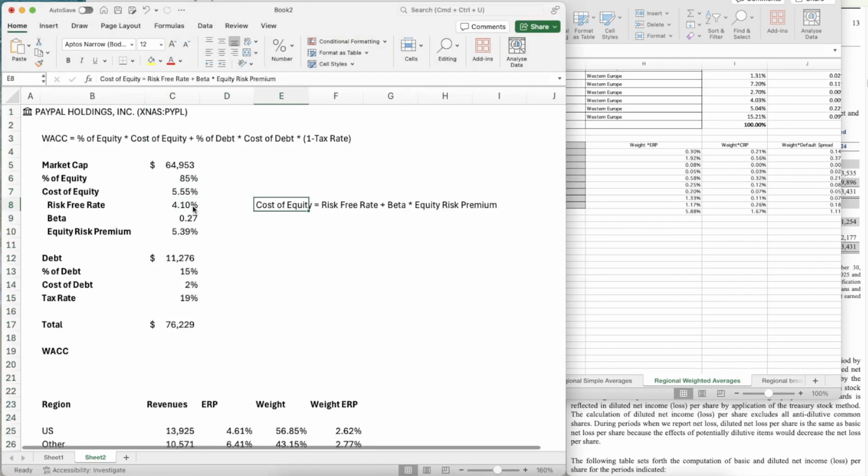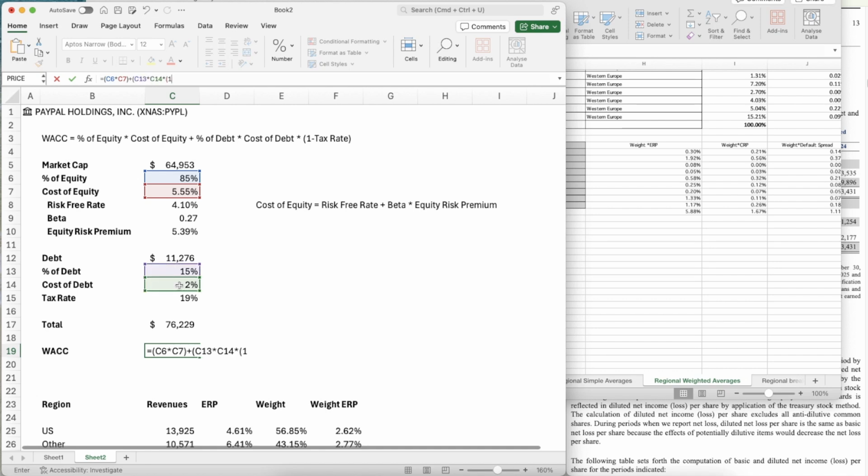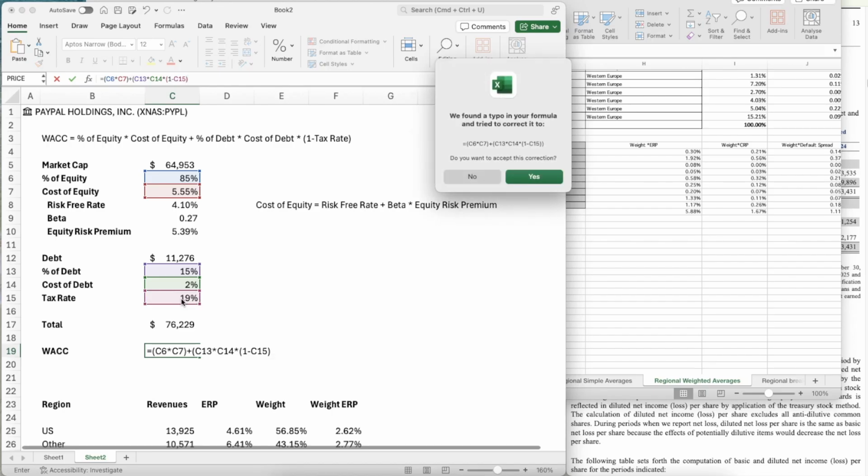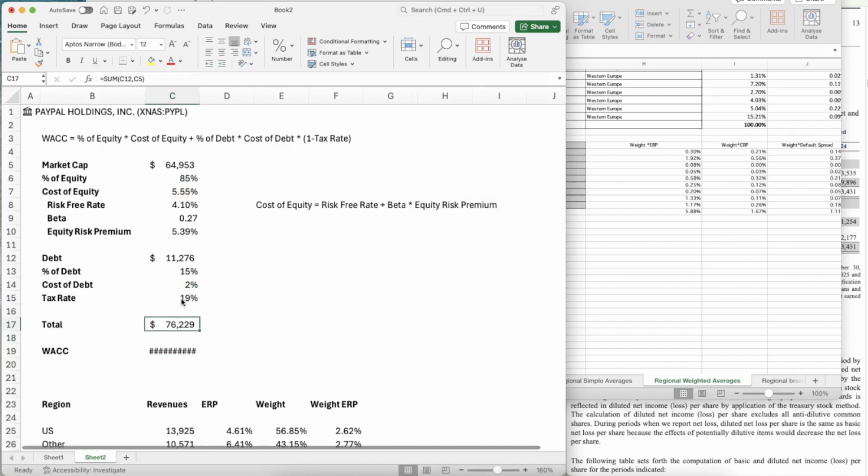There we go. Okay. Now the WACC is you take your percentage of equity multiplied by your cost of equity. Put these in brackets. Plus your percentage of debt multiplied by your cost of debt multiplied by 1 minus your tax rate. You have it as your WACC. Go, 5.03%.